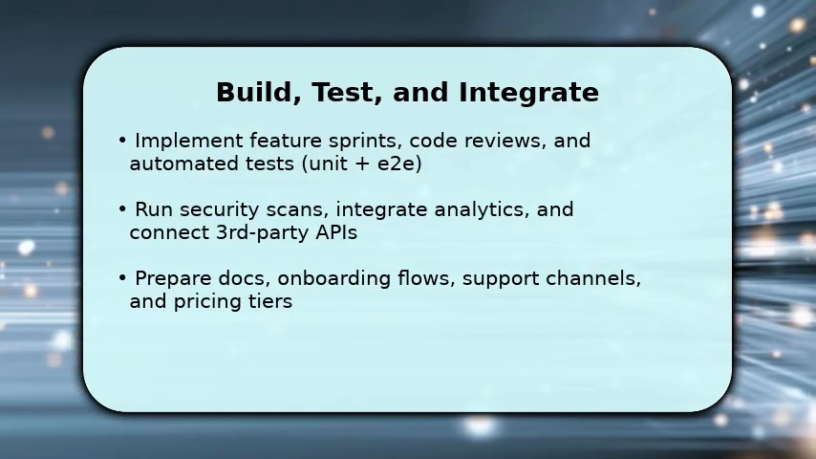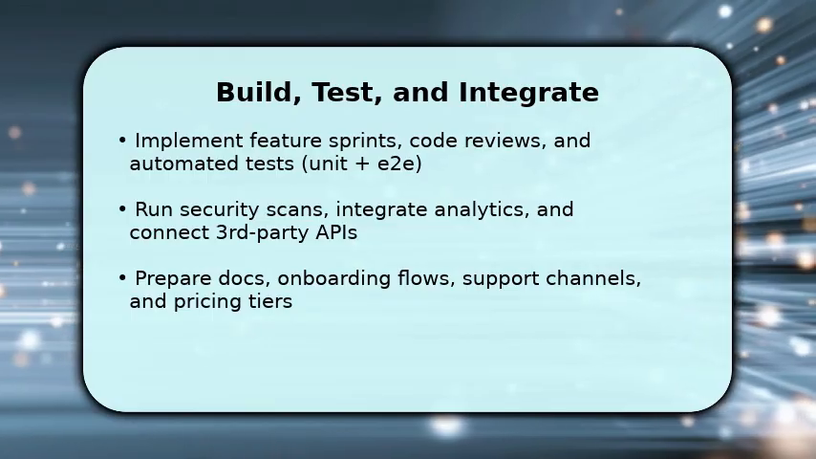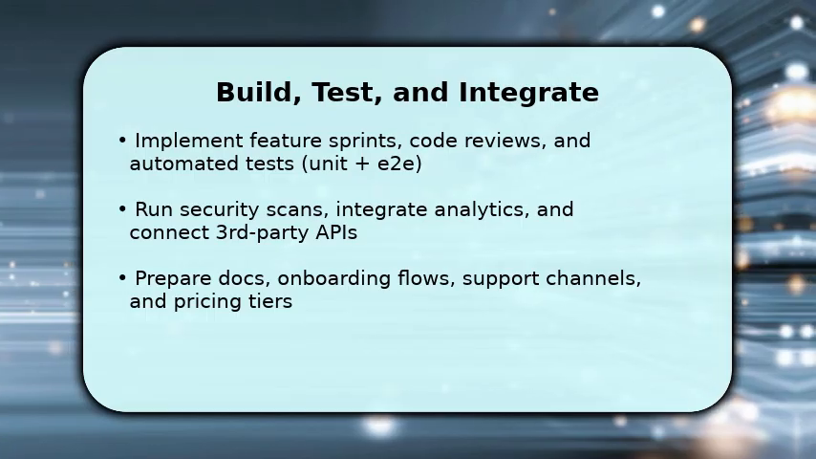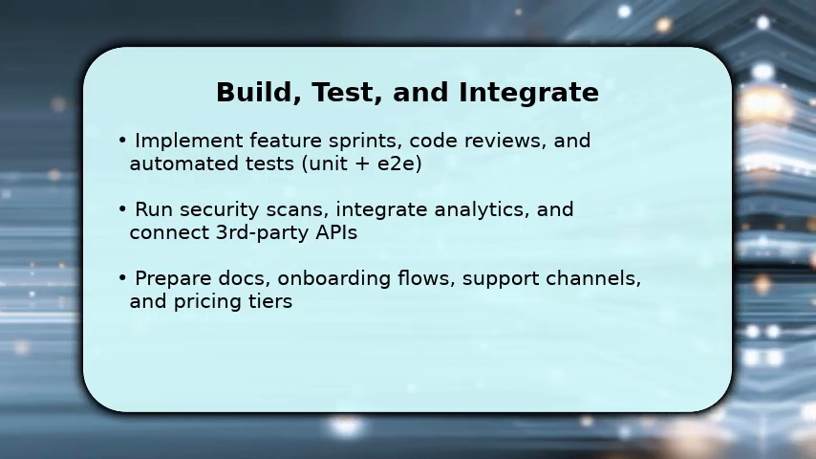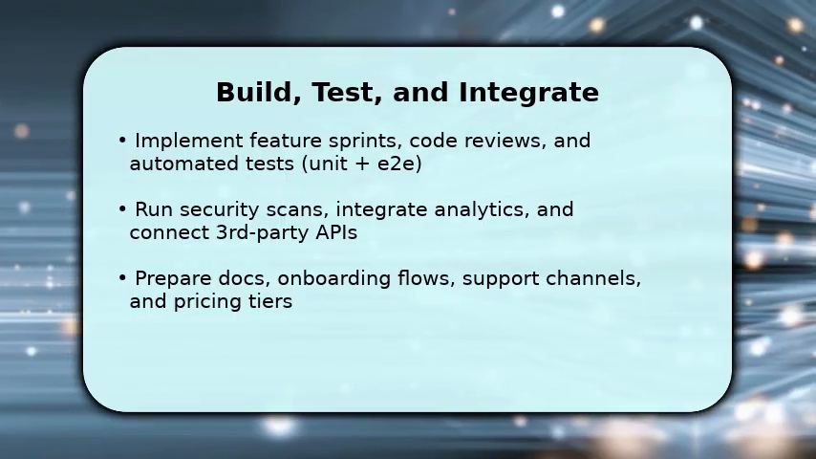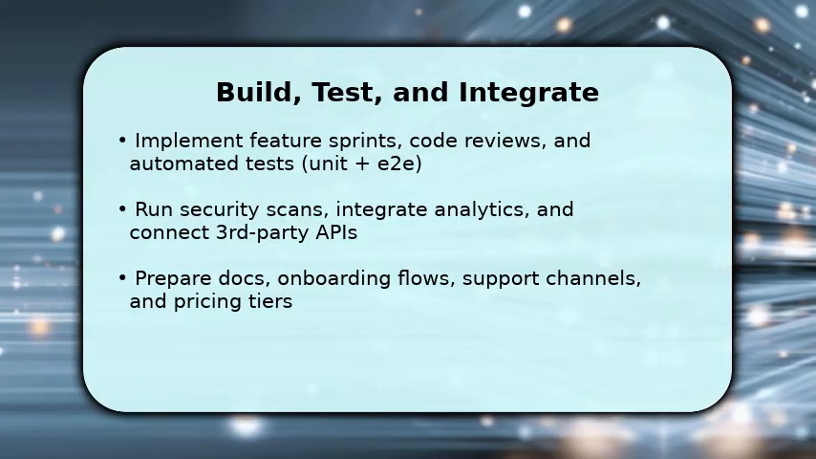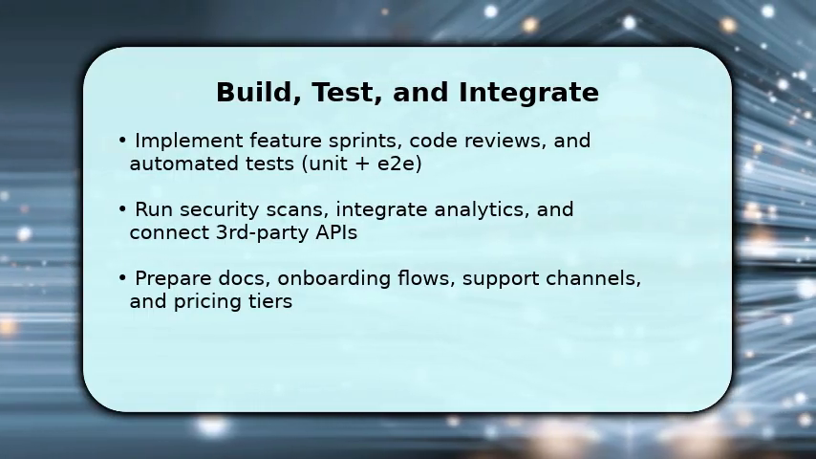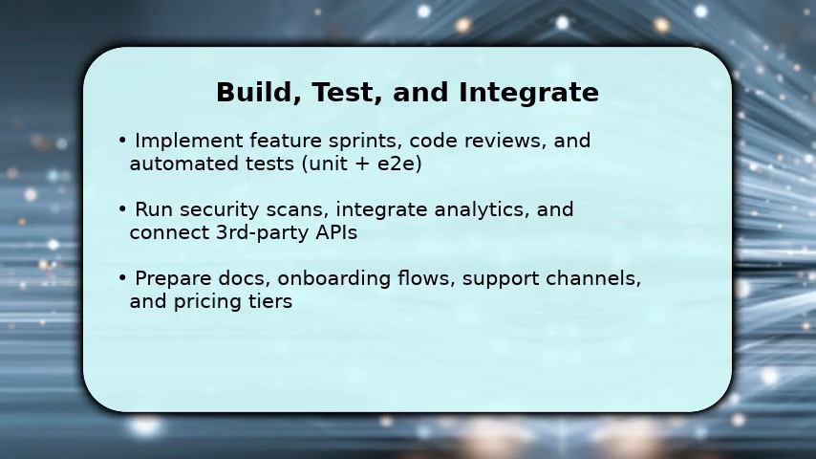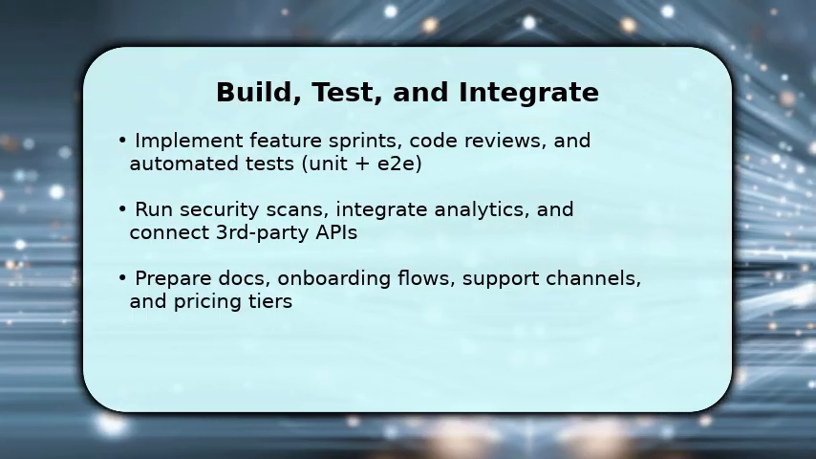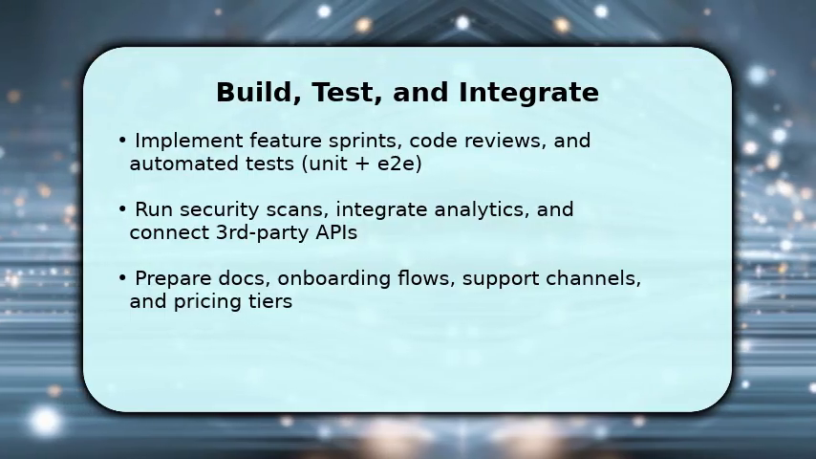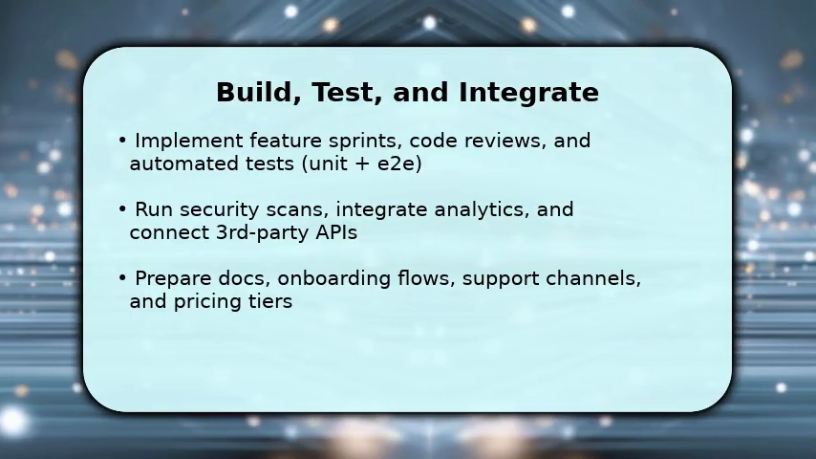Now you execute predictable sprints, develop features in small increments, run code reviews, and keep tests green. That reduces regressions and speeds delivery. Once code is stable, run security and performance scans, wire analytics for metric collection, and finalize integrations so the product behaves in real environments. Make sure onboarding flows and documentation are user-ready. They directly affect conversion and support load. Continue iterating until quality and signal from beta users meet your KPIs.